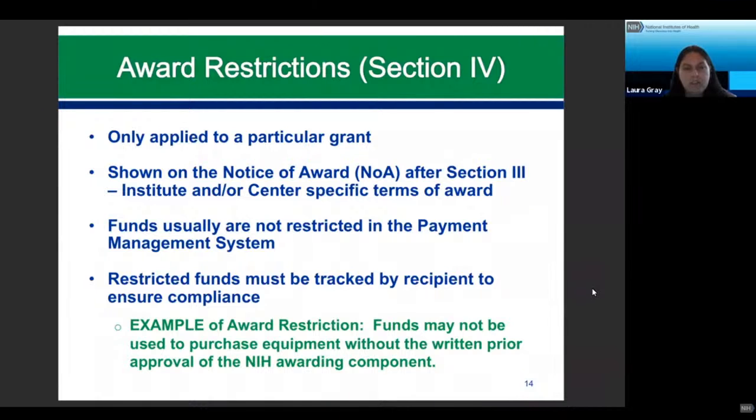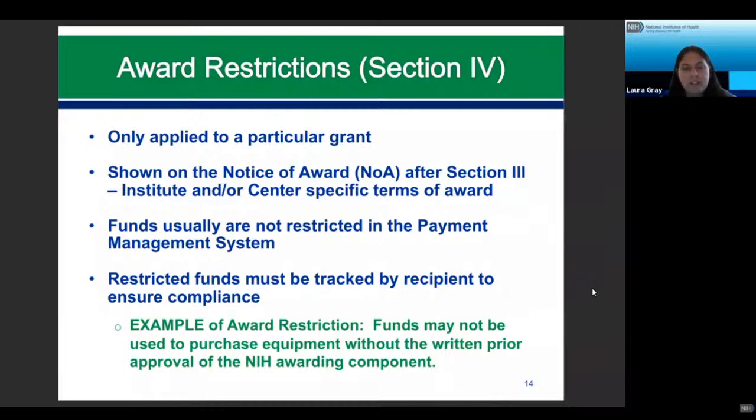On this slide, it notes that funds are usually not restricted in the Payment Management System, but if there is a restriction on your notice of award in section 4, even if the system doesn't restrict you to pull down, that notice of award is something that you have to abide by. And so you are restricted from pulling down funds for that purpose, even if in the system it is not.